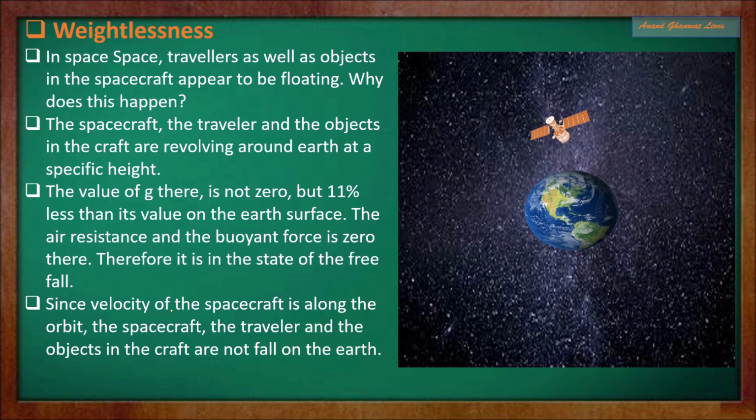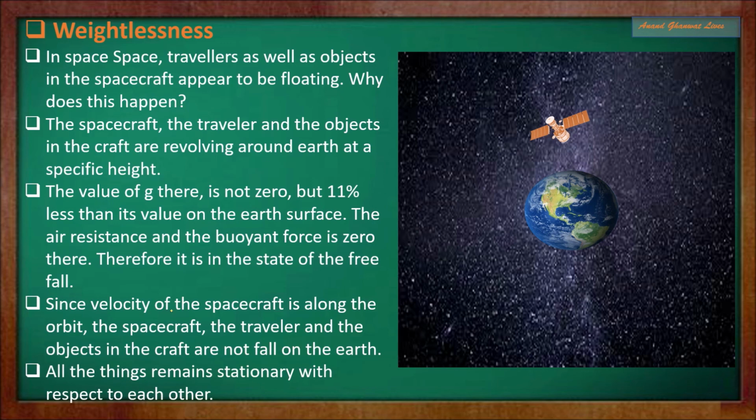Since the velocity of the spacecraft is along the orbit, the spacecraft, traveler and the objects in the craft do not fall on the earth. So all these things remain stationary with respect to each other, and therefore they do not fall, they only float in the air.